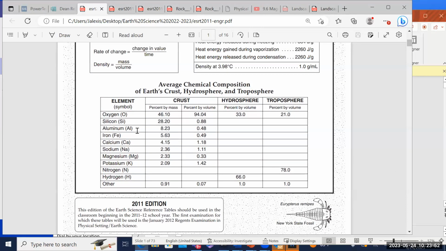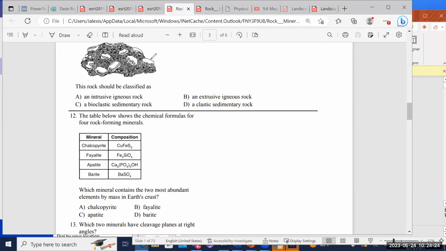Why? Because they're going to tell me the composition. Remember, the word composition means what something is made up of, the chemical composition of the Earth's crust by mass. There are 2 elements that make up the majority of the Earth's crust: oxygen and silicon, O and Si. So that's going to play a role when I pick my choice. I need to pick a mineral here that contains Si and O.